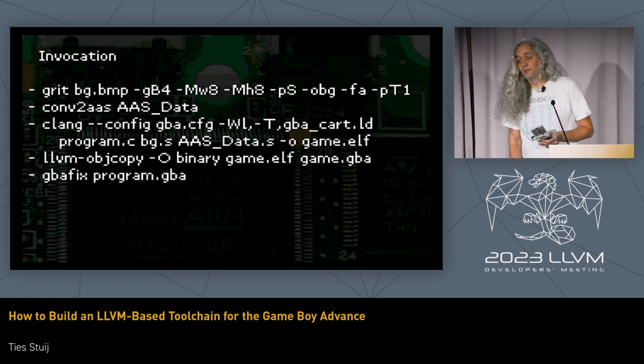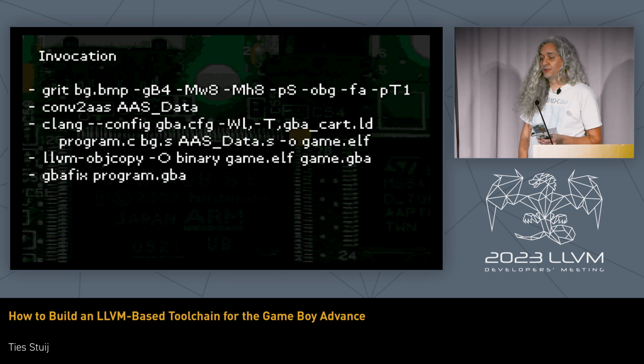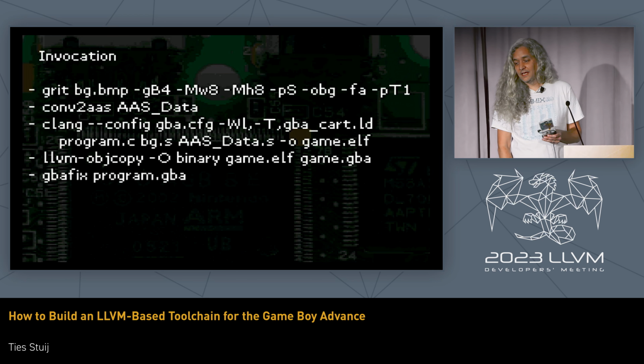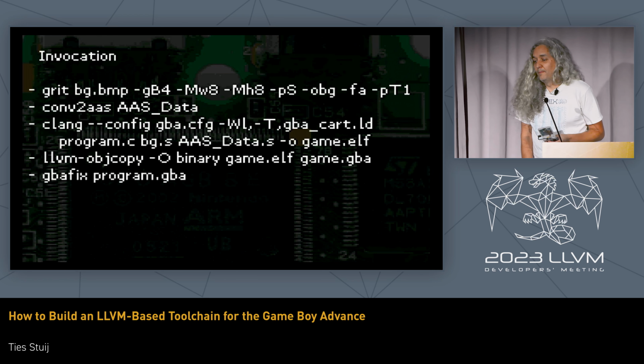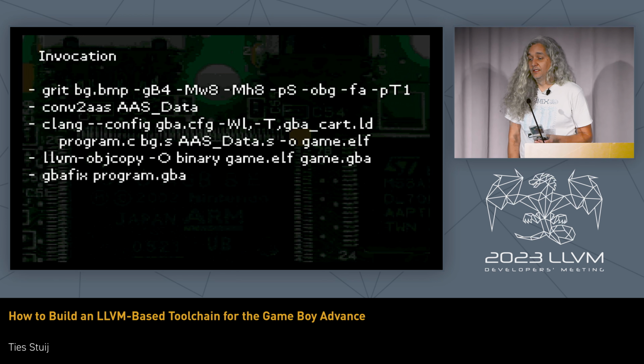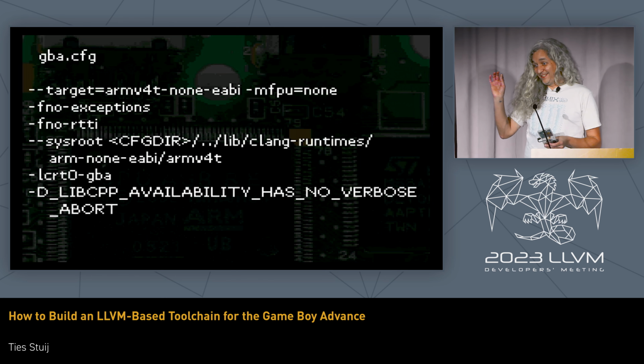This is typically how you would compile a program. So you slice and dice up your graphics, you convert your sound data, you run Clang over all of this, and then you mash a binary out of it. You strip the ELF for binaries, and then you fix up the header.